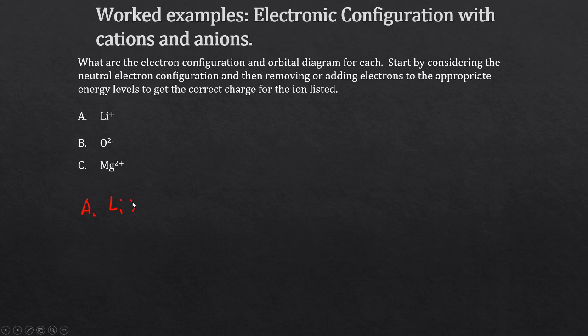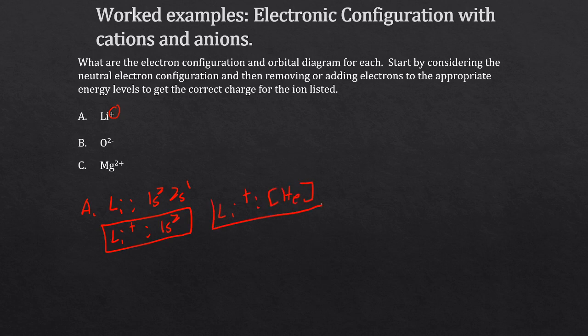If I had to do the electron configuration for lithium, I would say lithium was 1s2, 2s1. You could also say helium 2s1. That would be fine. You'll notice lithium here now is lithium plus. The plus sign means we lost an electron. We need to take one away. So lithium plus is just going to be 1s2, and that would be my answer. I would also accept that lithium plus is helium, since that's the noble gas configuration. But if it's a multiple choice question, you need to be able to recognize that both of those are valid answers. So I want you to try B and C. Pause the video and give them a try.